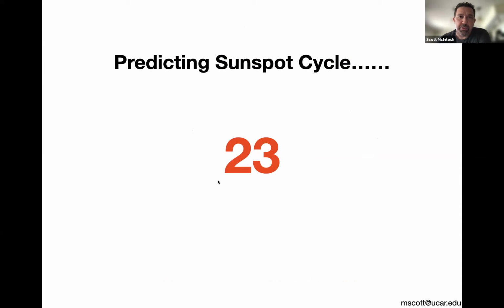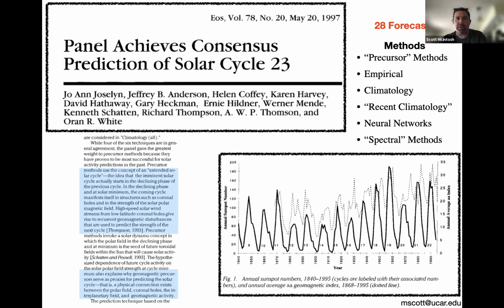So first, we're going to look at sunspot cycle 23, because that's really when the prediction game show started. And it was a fantastic ex-colleague of mine. I've met her a couple of times, Joanne Jocelyn, who was the first to publish a consensus opinion on what a sunspot cycle was going to look like. They put out an advertisement in the community newsletter and they received 28 forecasts back. And they really came from a bunch of different types of methodologies.